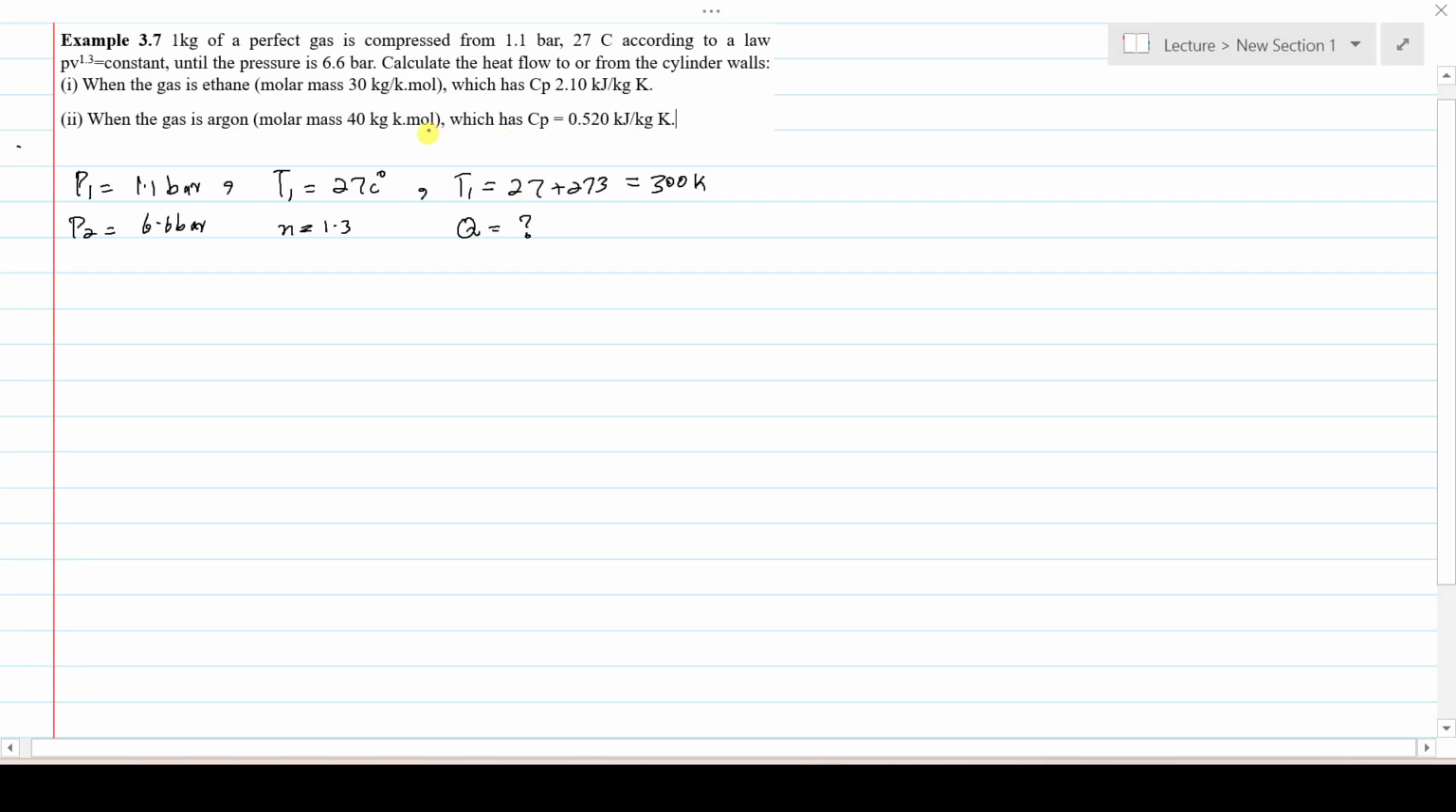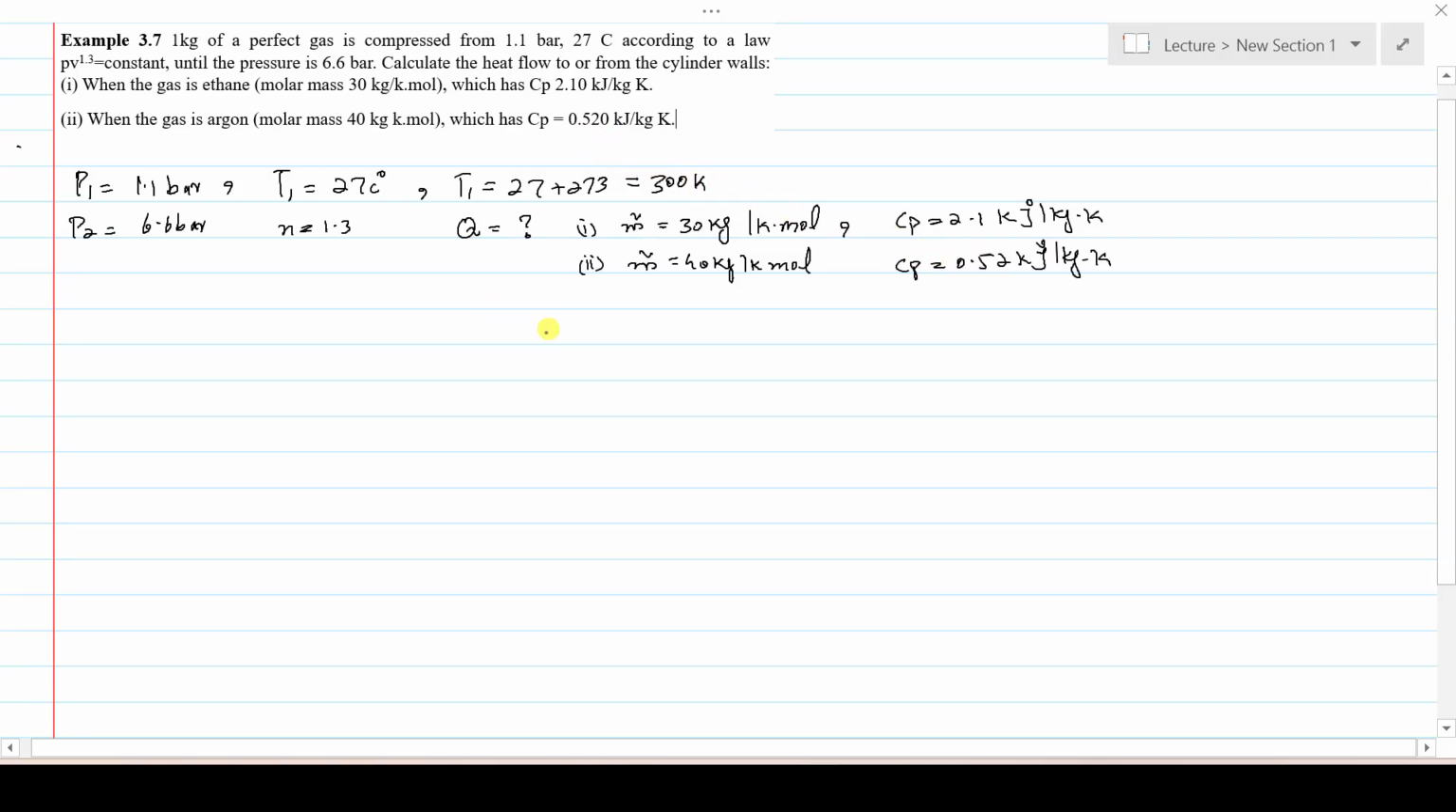There are two conditions given. In the first case, the gas is ethane, and its molar mass is 30 kg per kilomole. We also need to calculate the heat in or out of the process when the gas is argon, whose molar mass is 40 kg per kilomole. In the first case, the Cp value of the gas is 2.1 kilojoule per kg Kelvin, while in the second case the Cp value is 0.52 kilojoule per kg Kelvin.